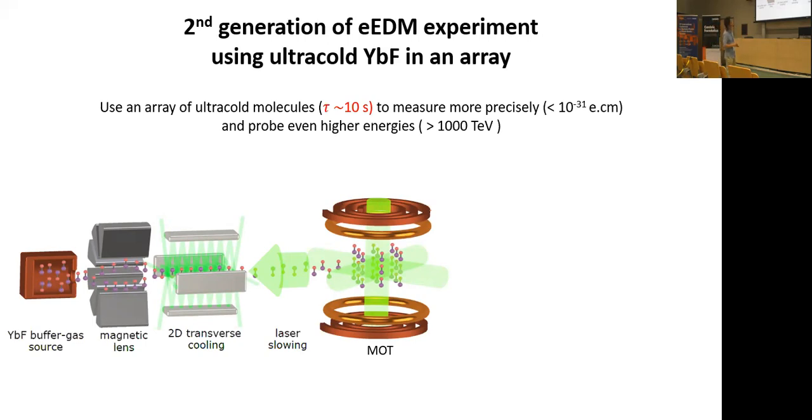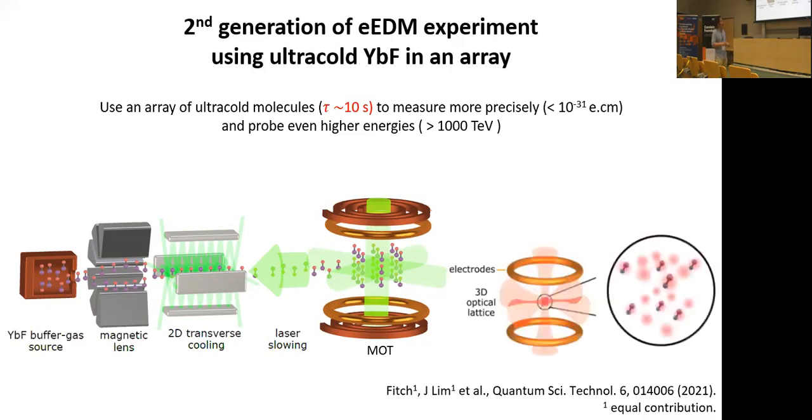We recently demonstrated laser slowing, but it's too early to show the results. Anyway, it looks promising. And we know how to capture them in a MOT, which is demonstrated with a lighter molecule, calcium fluoride. And to further increase the number of molecules, as in Gloria's talk on Tuesday, we will use a magnetic lens, and we will have more than 1 million molecules in the trap.